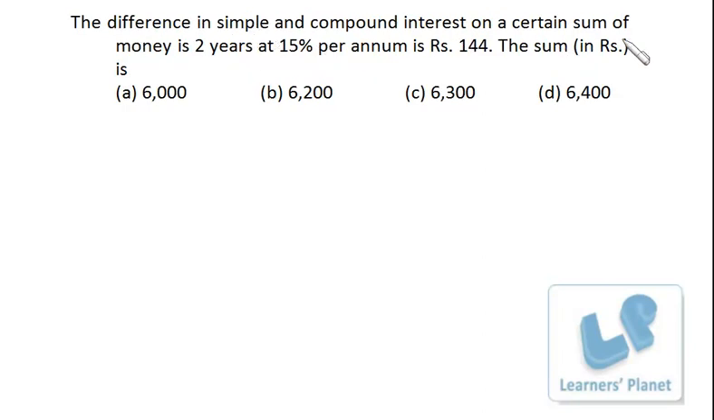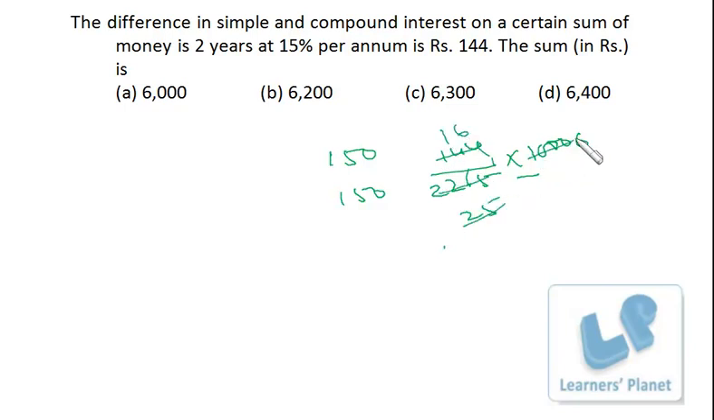The difference between simple and compound interest on a certain sum for 2 years at 15%. Once again, 1,000, 15% is 150 for the first year, 150 for the second year, and the difference will be because of the interest on 150, so that is 22.5, right? And 22.5 is actually 144, so 1,000 will be what we have to find out, so that is 6,400.